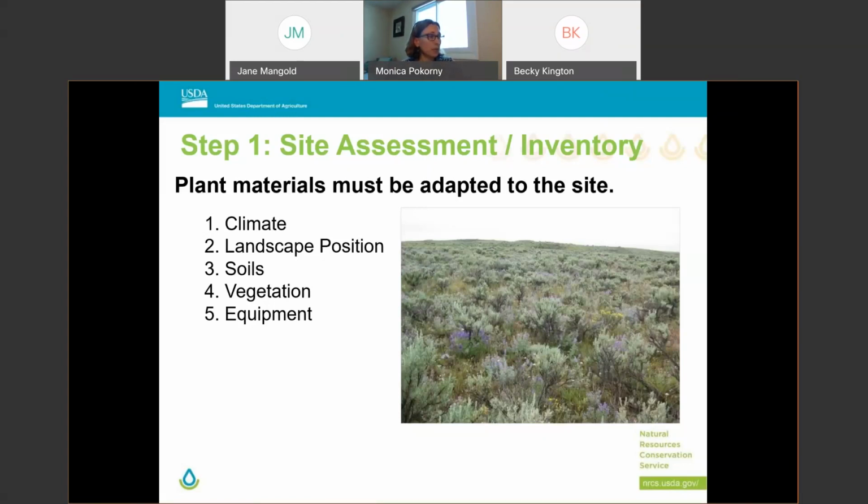Doing an inventory of the vegetation that's on the site is really important. So your current vegetation would include what do you have for desired plants and what do you have for weedy plants. And at this step, I also like to think about what equipment do I have available, because that's really going to help dictate how I'm going to get the site revegetated.